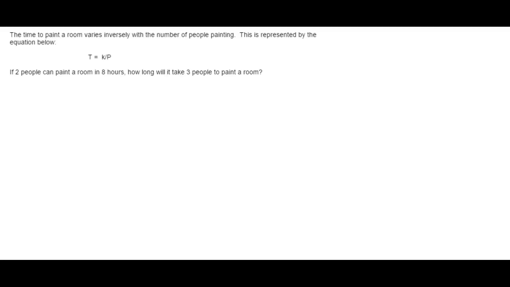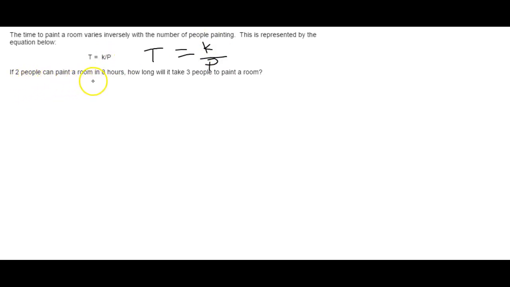The next example is for inverse variation. The time to paint a room varies inversely with the number of people painting. This is represented by the equation below. Time equals the constant divided by the number of people painting. I'm going to write it out. Usually it's right on top of each other instead of side to side.